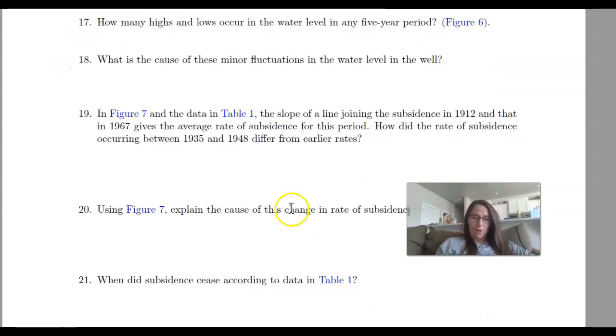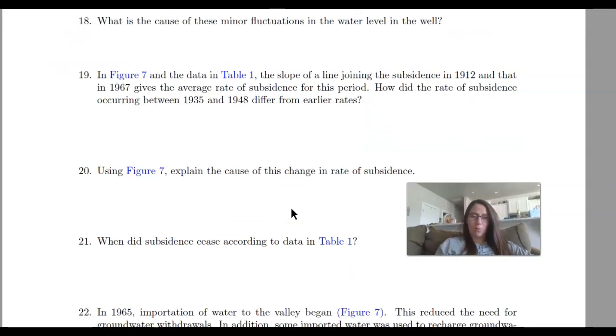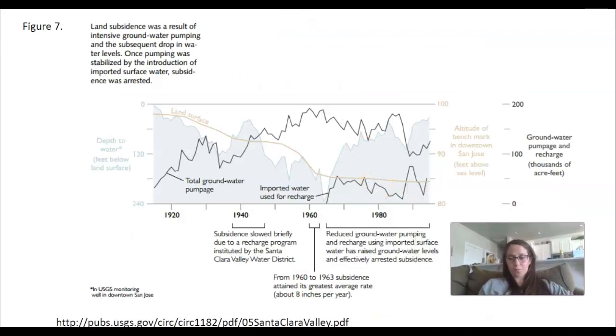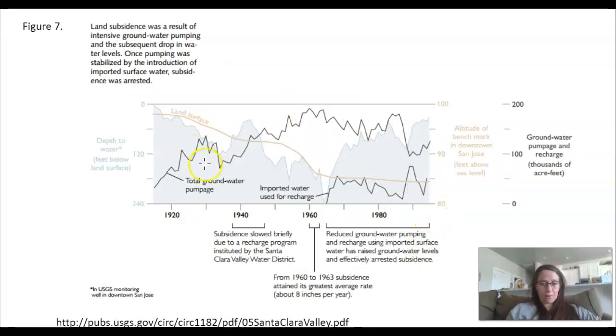Okay, now in figure 7 and table 1, the slope of a line joining the subsidence in 1912 and that in 1967 gives the average rate of subsidence for this period. How did the rate of subsidence occurring between 1935 and 1948 differ from the earlier rates? So let's look at those two things, figure 7 and table 1. Figure 7 is right here, and it has a lot of different parts to it.